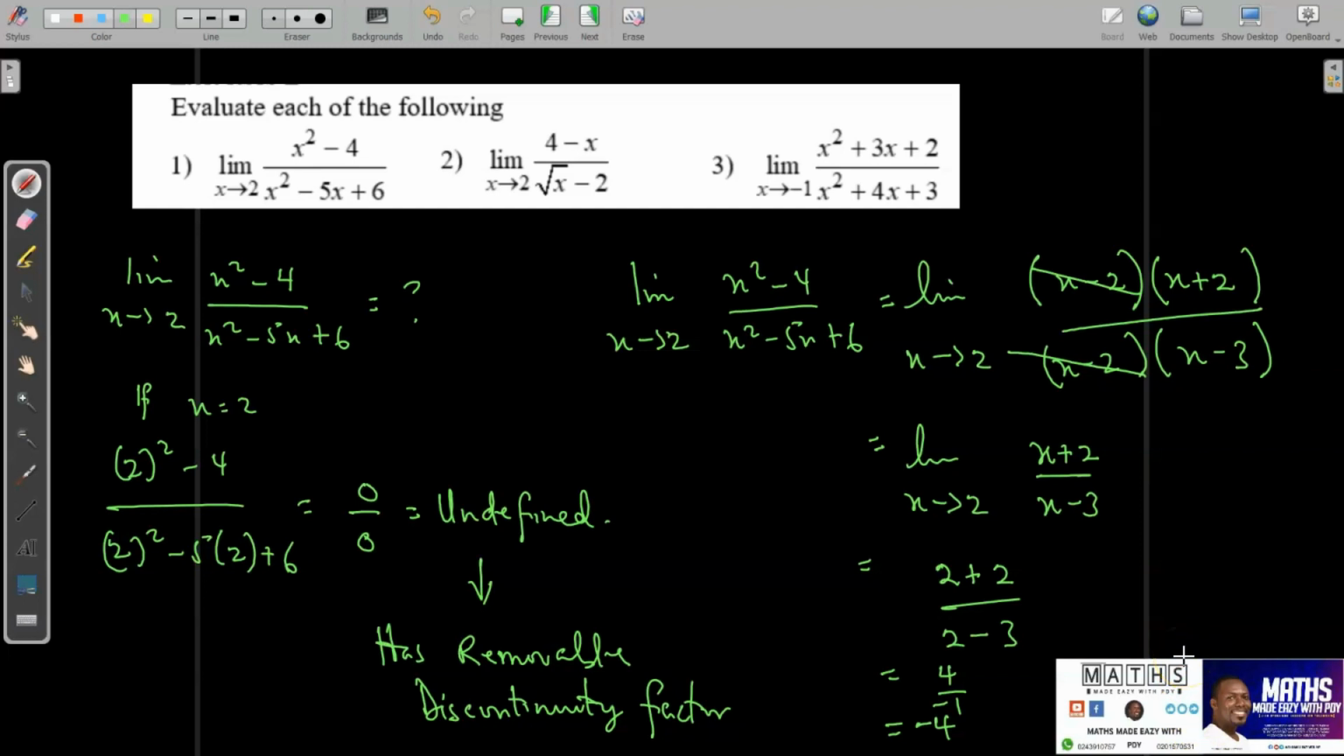Any question on that? So can we go to the second question? Or before the second question, let's go to the third one before we come to the second question.